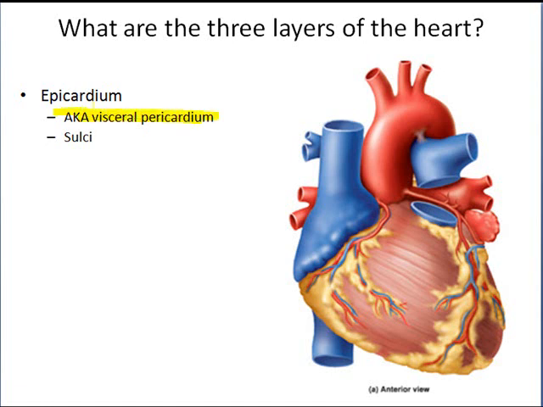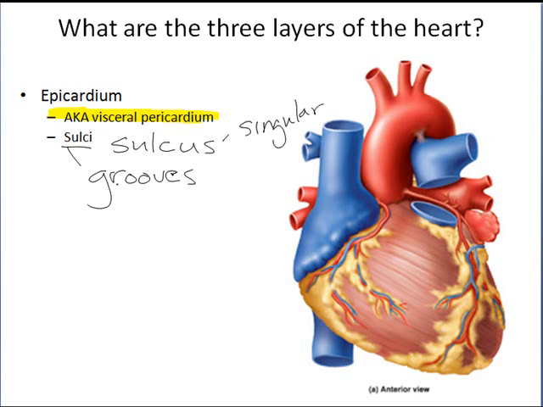And the outer surface of the heart, where the epicardium is located, also contains a number of grooves, or sulci. You learned this word when we were talking about the brain. Sulci is plural. Sulcus is singular. And those sulci, as you can see in this picture here, are filled with adipose tissue, with fat tissue.